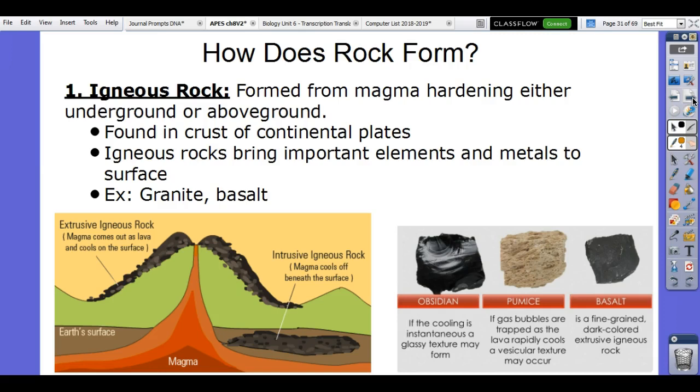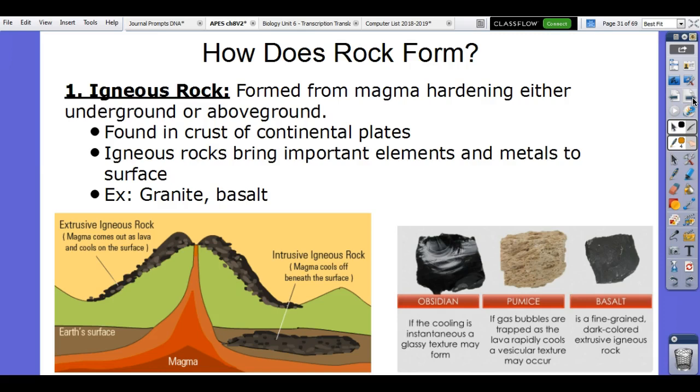So when we bring magma up to the surface of the earth, we're also bringing up minerals or metals or nutrients, just like how in the ocean we talked about how upwelling brings up nutrients as well. So examples here, granite, basalt. Don't spend time memorizing examples. I've never actually seen them quiz you on types of rock, so don't worry about that too much.